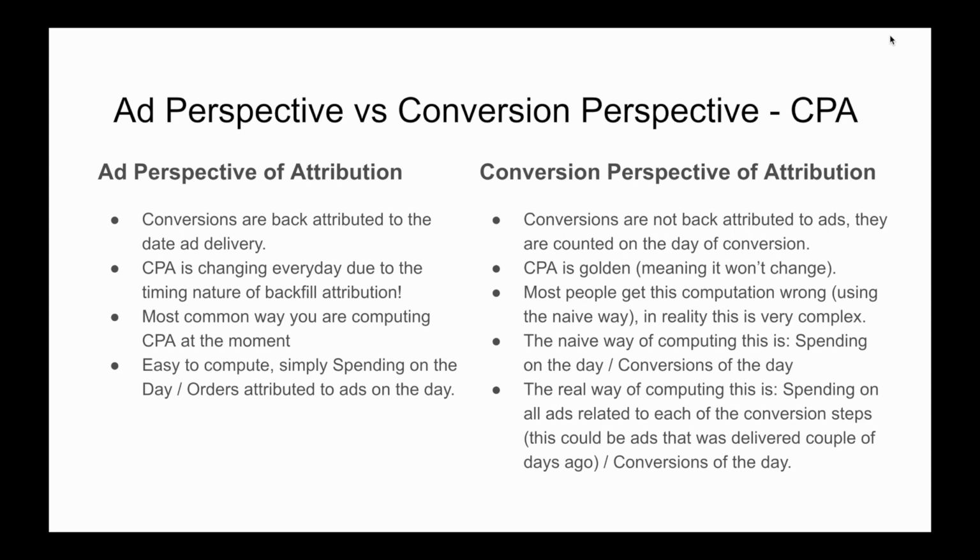So now let's look at CPA computation specifically for the ad perspective and the conversion perspective. In ad perspective, once again, because conversions are attributed back to the day of ad delivery, as long as you're computing the CPA for an ad or platform on a specific day, as long as within the attribution window, that CPA number is subject to change. It will go lower and lower all the way until the 30-day window. Then it will stay golden. It won't change anymore.